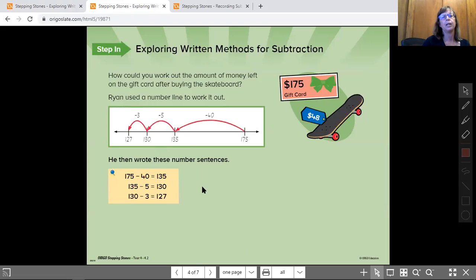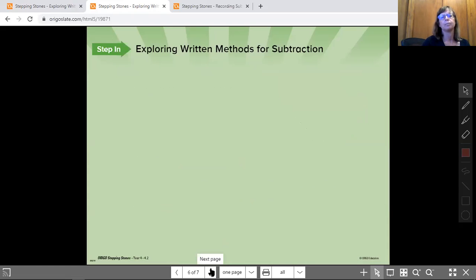Okay, he then wrote these number sentences. 175 minus 40 is 135. 135 minus 5 equals 130. And 130 minus 3 is 127. And so then we add up all of these numbers. You can see that they match there as I explained it as we were going. Okay.